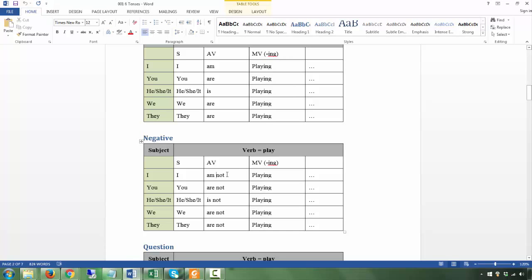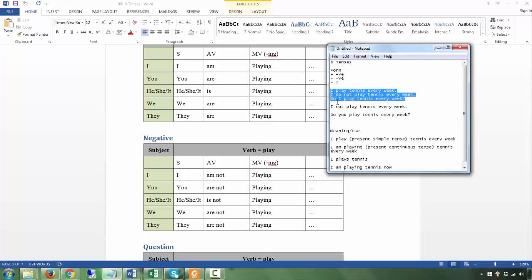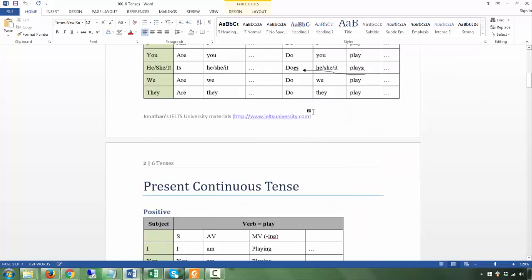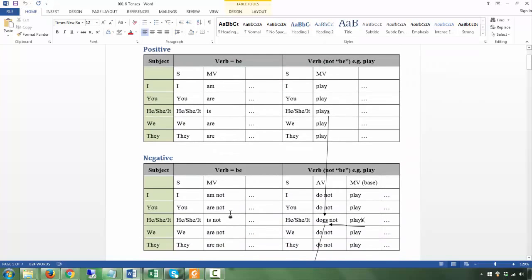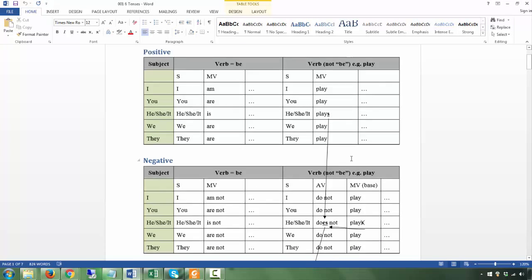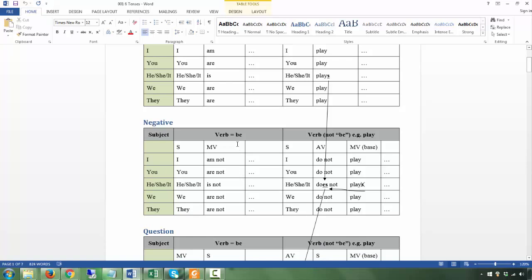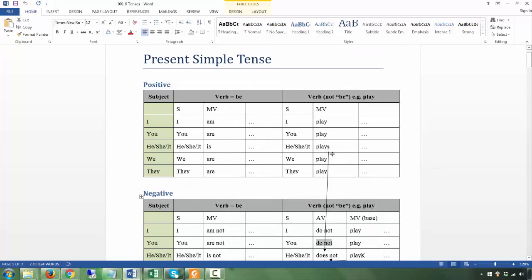So simple, right? This is different from the way you form your present simple, which is here. We'll get to it later. You don't just put a not. You only put a not after the be verb. But if you say play, you don't say I play not. You say I do not play. Sometimes when you go from positive to negative, the question, the form changes a lot, and students get caught with not knowing how to write the correct form.